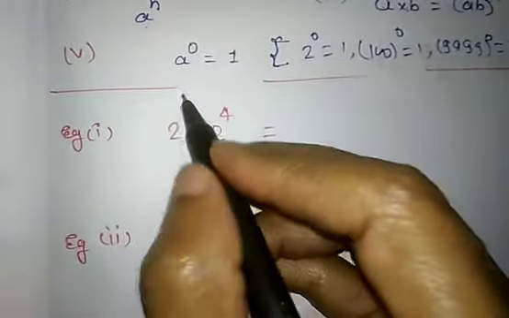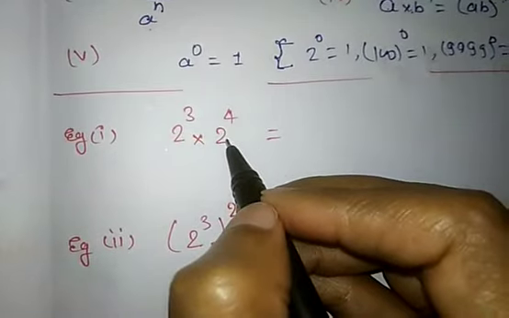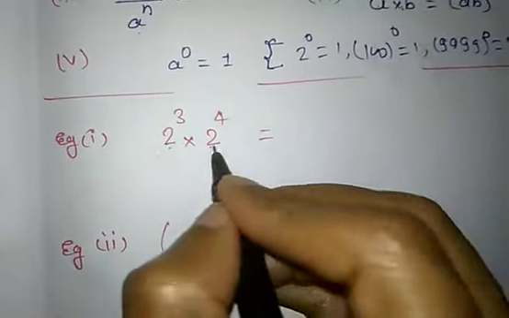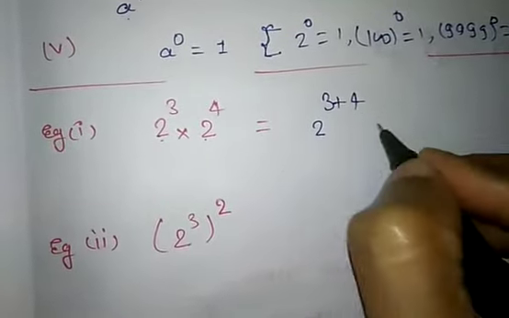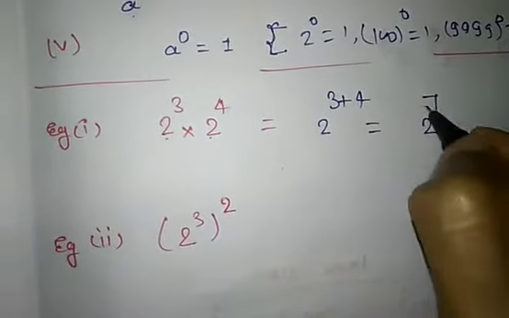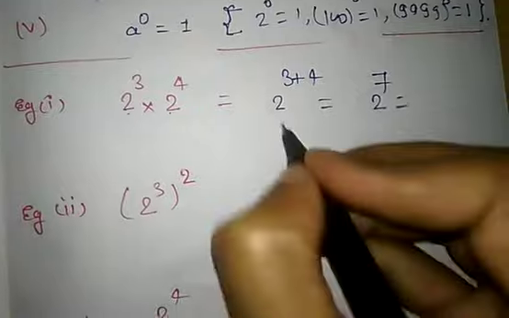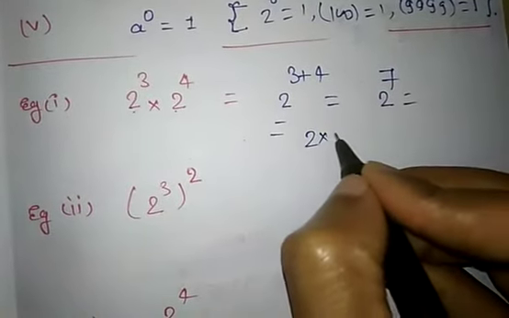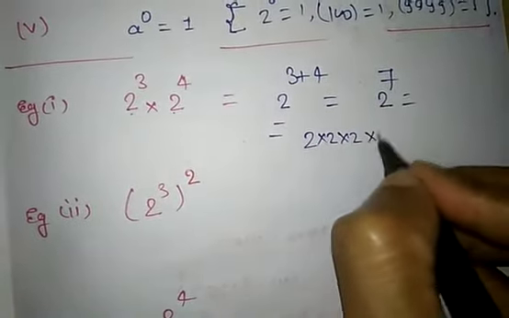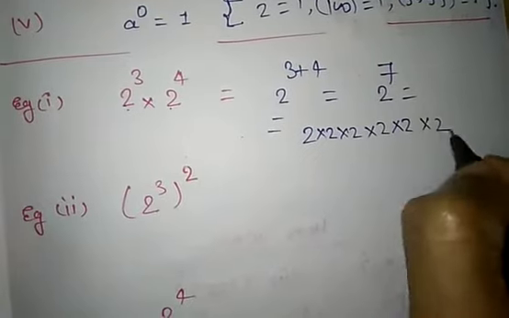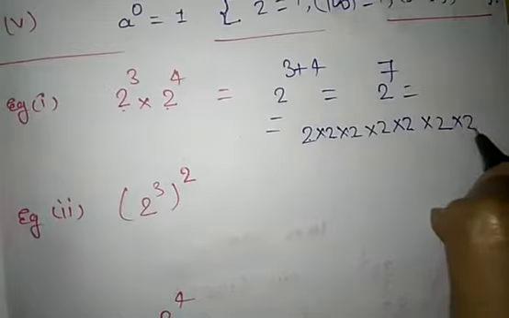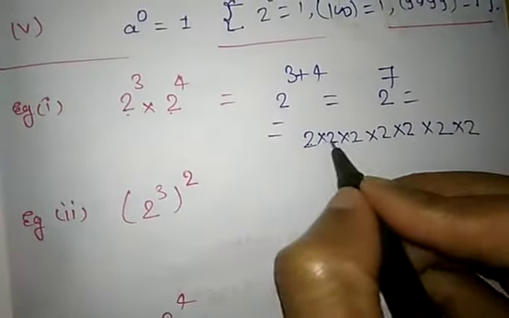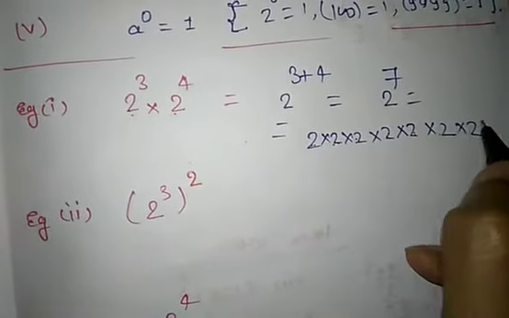Some examples: 2 power 3 into 2 power 4. The base is the same, so you can write 2 power 3 plus 4. We get 2 power 7. Now you can find the value of 2 power 7: 2 into 2 into 2, and so on. Sorry.